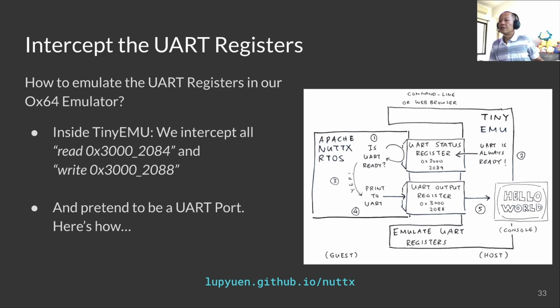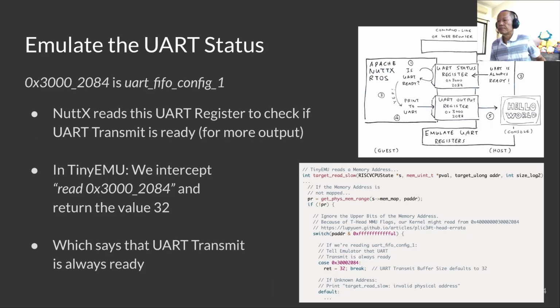That is how we pretend to be a UART port. More details coming up. This is the address of the UART status register. Nutex will read this UART register to check if UART controller is ready to transmit more output. In TinyEMU, we intercept all reads to this address and return the value 32. Why 32? That is the UART buffer size for BL808 SoC. It sounds simplistic, but it works for now.